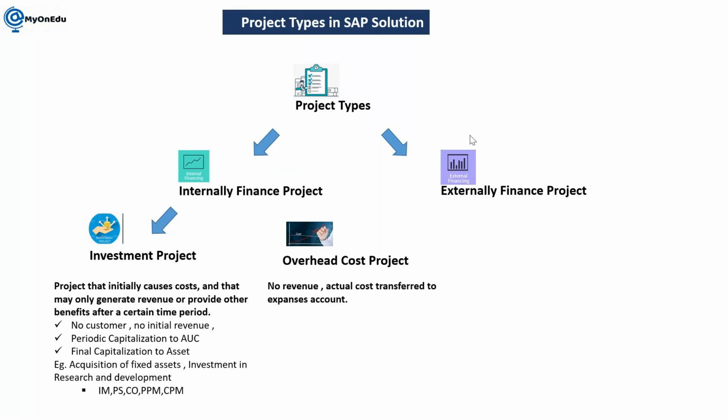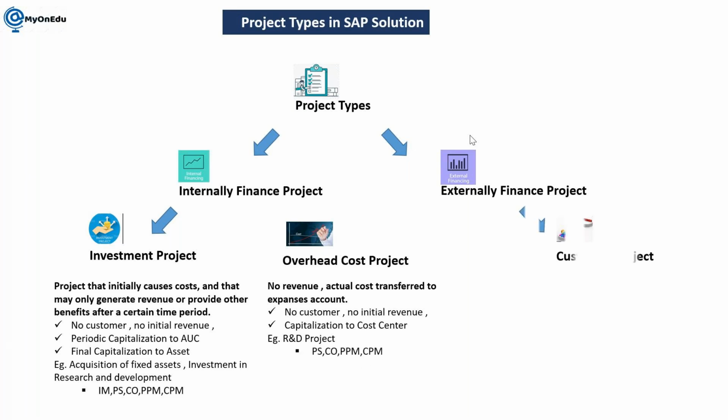In an overhead cost project, you will not have any revenue. Actual cost will be transferred to an expense account. Here there will not be any customer, no initial revenue. Capitalization to a custom cost center, like an R&D project. Cost center means whatever cost is going to be incurred has to be considered as department cost. For example, if you are doing some maintenance of your manufacturing unit, the plant where you have this manufacturing unit can have a cost center, so that will be posted into that cost center only.